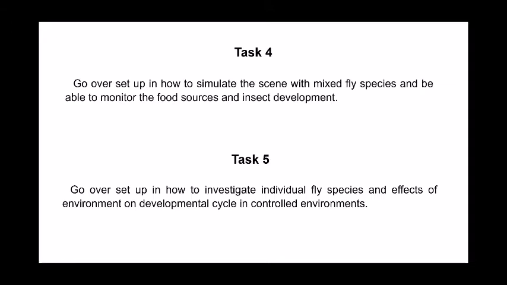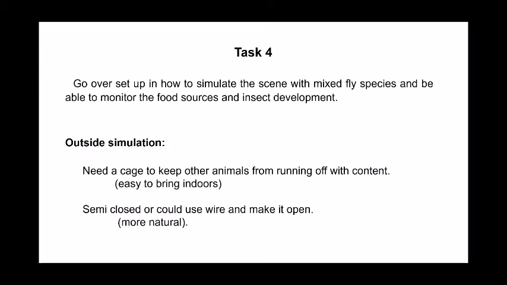One can even mimic this as it goes hot in the day and colder at night if you have an incubator, for example. So there's a lot of different variabilities that one can mimic. With this task 4, you can actually have a cage. If you're going to simulate this, if you're going to put it outside, you might want to have a cage that you can put the meat or the apple into, for example, so you can bring it indoors at night.